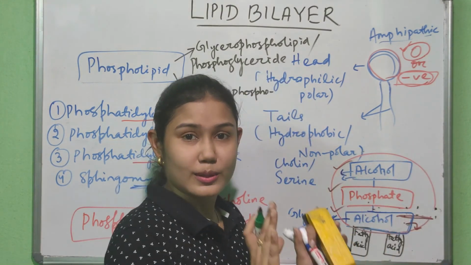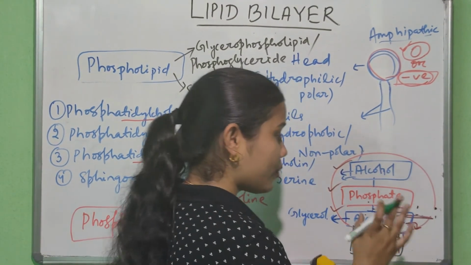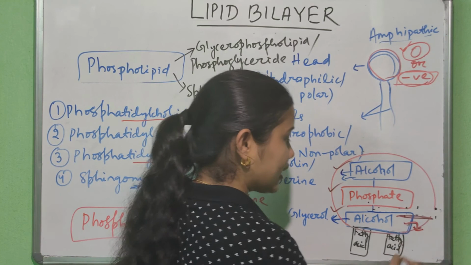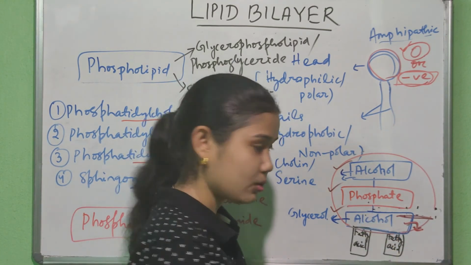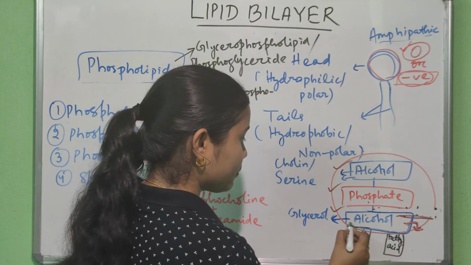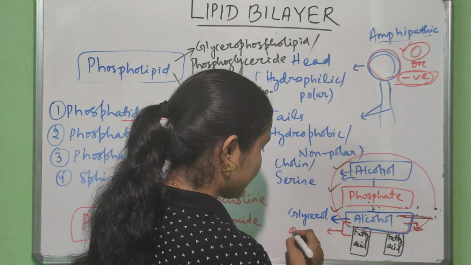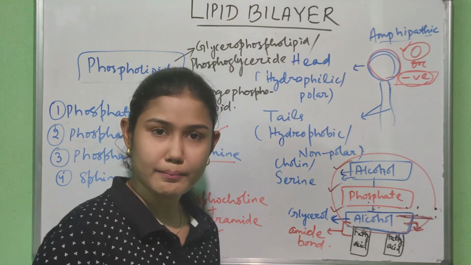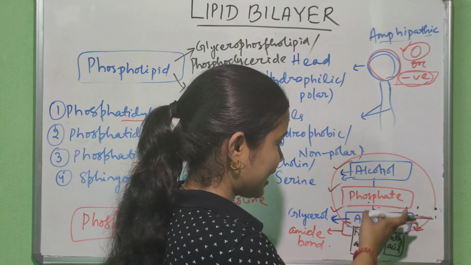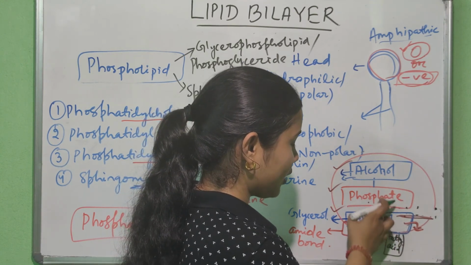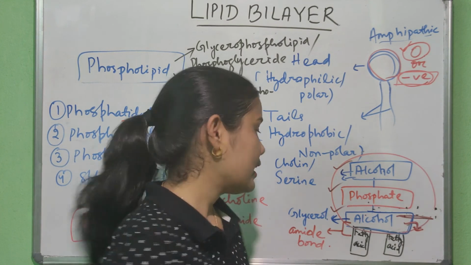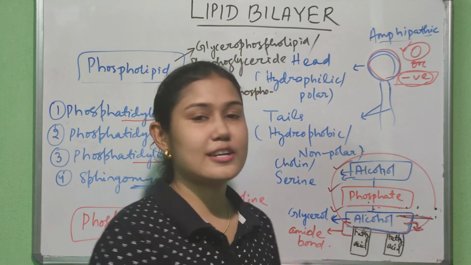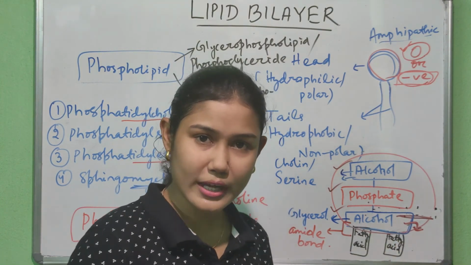I have said something wrong. The amide bond is connecting the amino group of the alcohol with the fatty acid. The bond between the amine group of the alcohol and the fatty acid is the amide bond. Clear? Previously I said that the phosphate group and the alcohol are joined together by the amide bond, but that's wrong. The amino group of the alcohol and the fatty acids are joined together by the amide bond. Okay, clear?